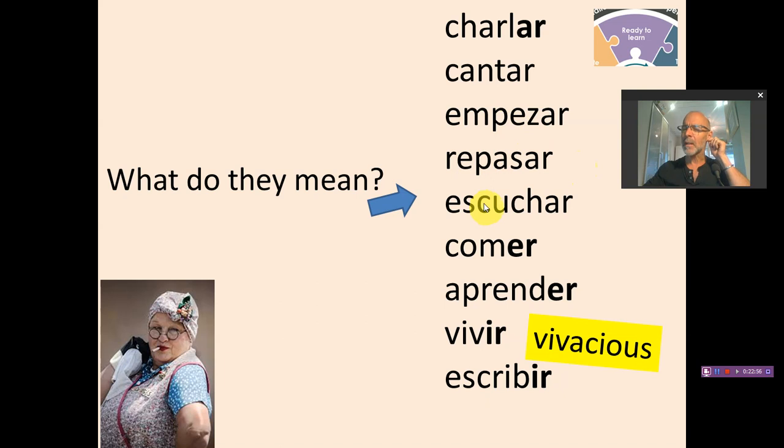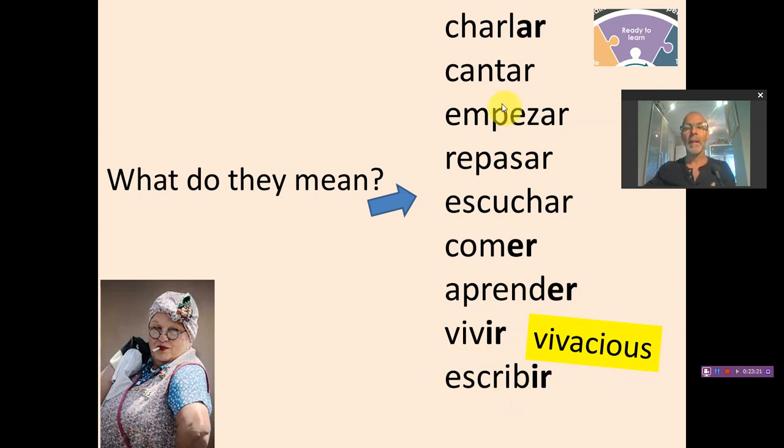Escuchar, to listen to. Comer, to eat. Aprender is to learn, apprentice, apprenticeship. Vivir, to live. And I gave you this English word, vivacious, meaning somebody who's lively and bubbly. Vivacious. Vivir, to live. Finally, escribir, which we've seen today, is to write.